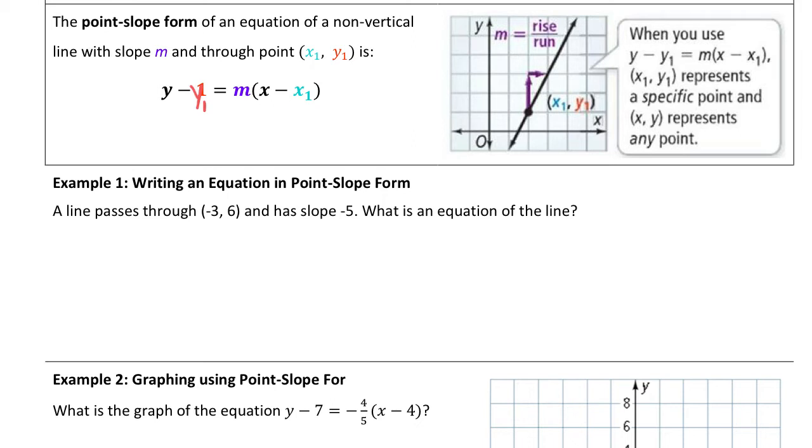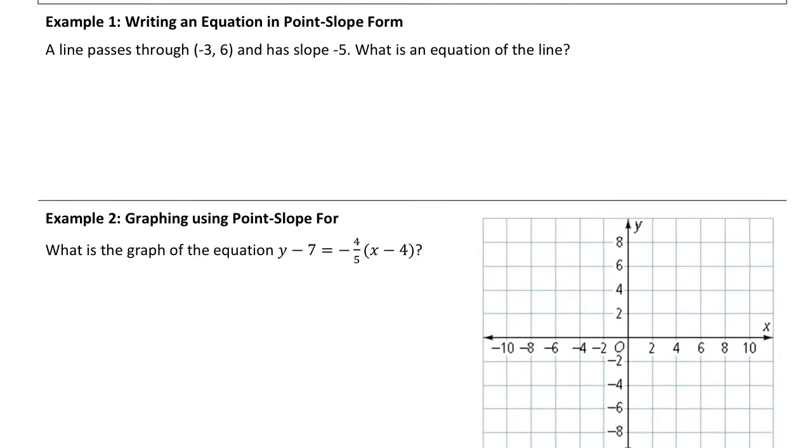So when we graph this, x1 and y1 are both part of an ordered pair, a point. Okay, so these two variables being subtracted are going to be represented by numbers. So the slope is the same thing that we've been working with the past two lessons.